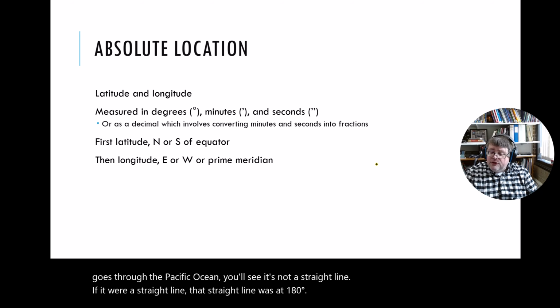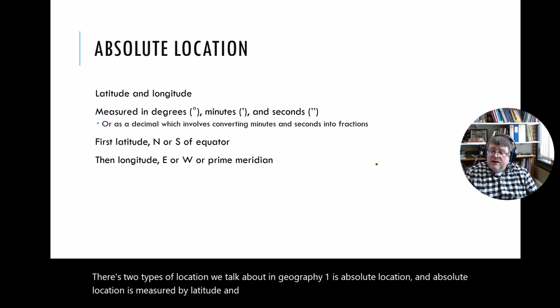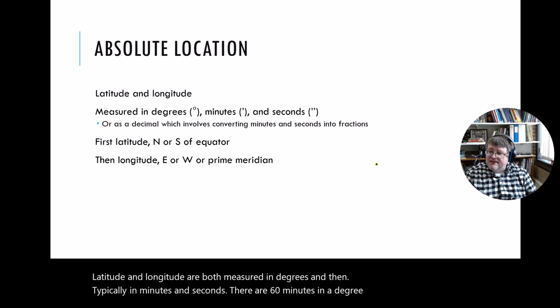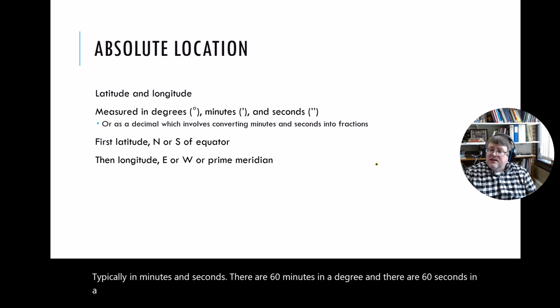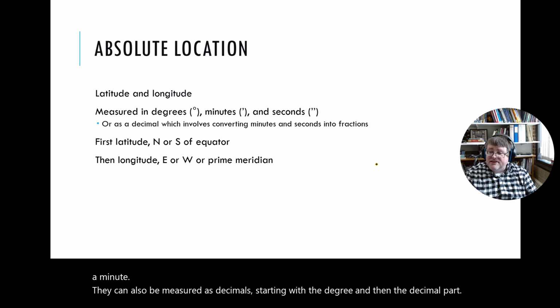There's two types of location we talk about in geography. One is absolute location, and absolute location is measured by latitude and longitude. Latitude and longitude are both measured in degrees, and then typically in minutes and seconds. There are 60 minutes in a degree, and there are 60 seconds in a minute. They can also be measured as decimals, starting with the degree, and then the decimal part relates to the minutes and the seconds.